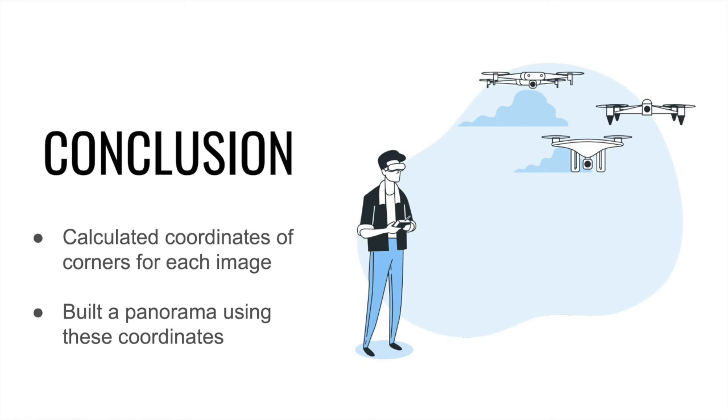In the end, we successfully completed our goal for the project. We calculated coordinates of corners for each image and successfully built a panorama using these coordinates. Also, we created and applied an algorithm to improve the quality of images on the overlapping territories.